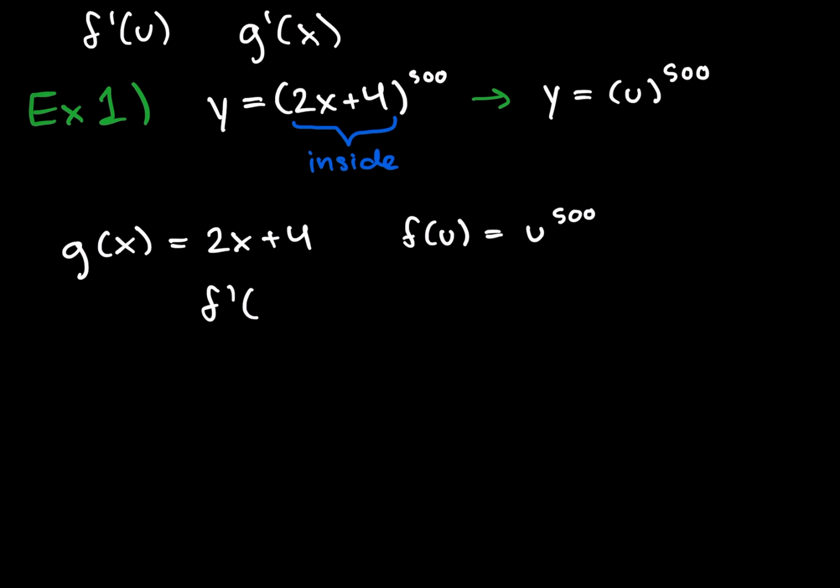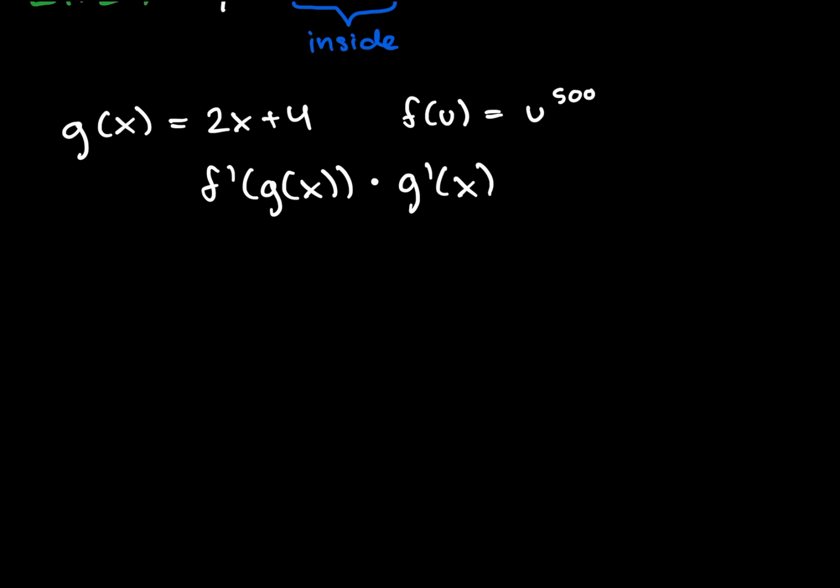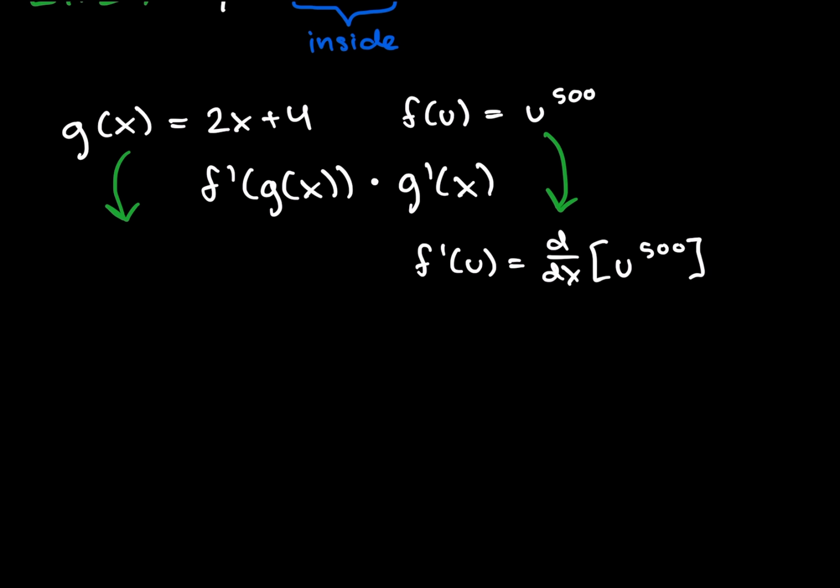F prime of g of x times the derivative of g of x. Well, first we need to find what the derivative of f of u and g of x both are. So let's start with f of u. The derivative of f of u is equal to the derivative of u to the 500th power.